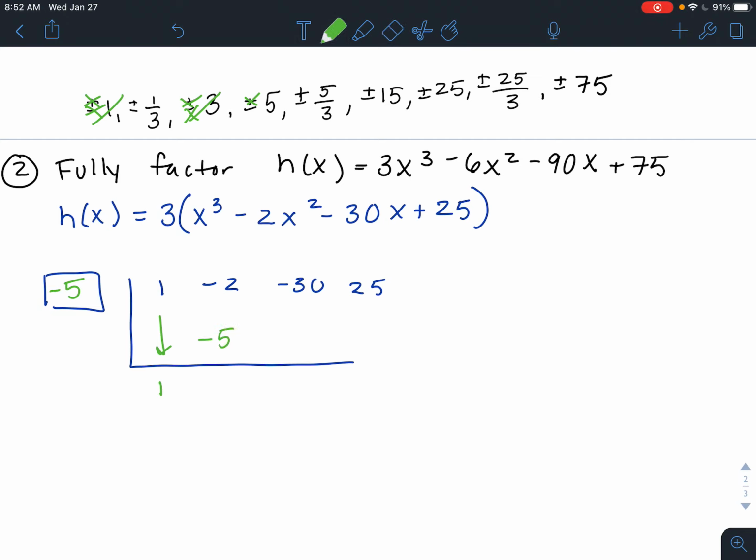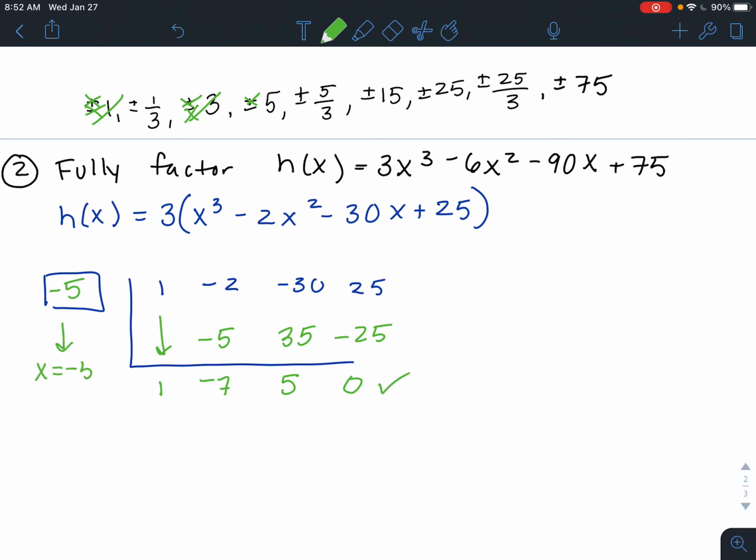Okay, let's test -5 then. So we got -5. It's -7. Okay, that's +35. Oh, I think this is going to work. It's going to add to give me +5 back, and 5 times -5 is -25. Woohoo! We found one that works.